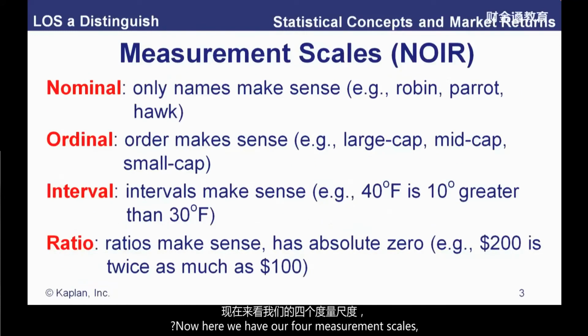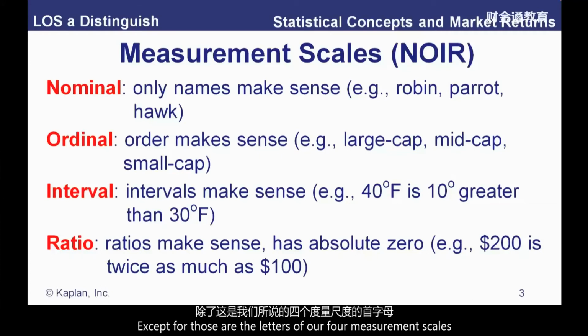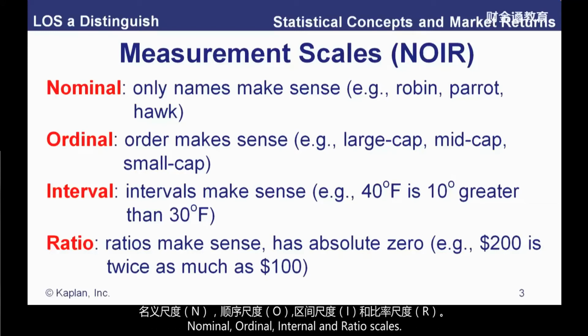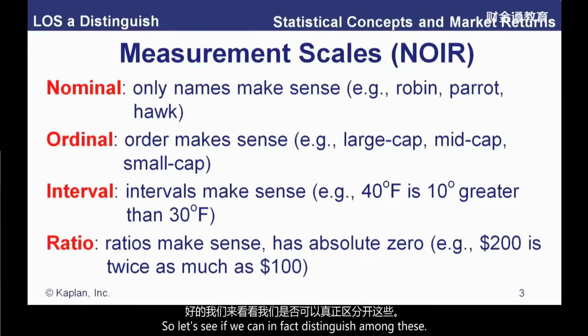Now here we have our 4 measurement scales. We've got a learning outcome statement. Notice that the command word here in the upper left-hand corner is distinguish, so we need to distinguish, that is, tell the difference between these 4. Now we put NOIR up there, that's noir, the French word for black, which has nothing to do with what we're doing except that those are the letters of our 4 measurement scales: nominal, ordinal, interval, and ratio scales. So let's see if we can, in fact, distinguish among these.